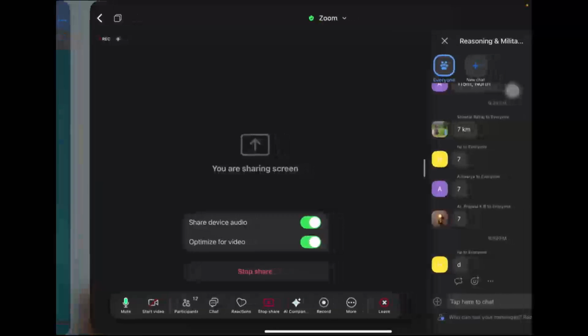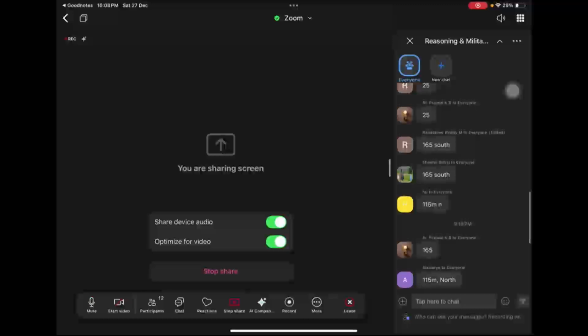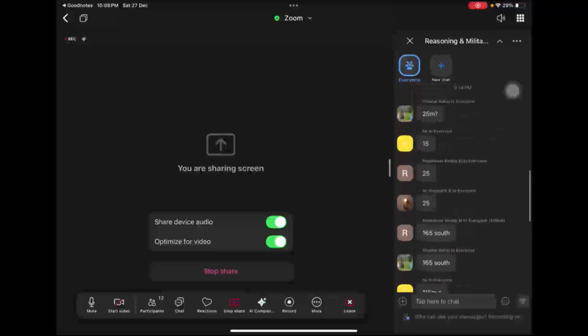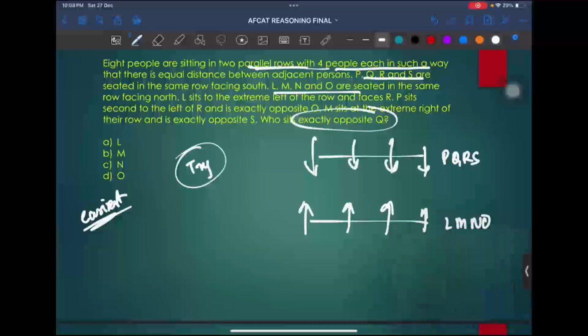Aishwarya, Sheetal, Mele, Prajwal, Ranadir. Try to answer this. It is not so difficult, guys.